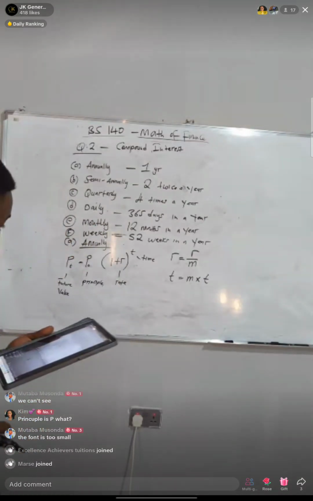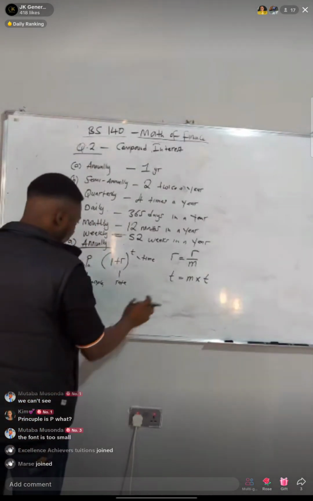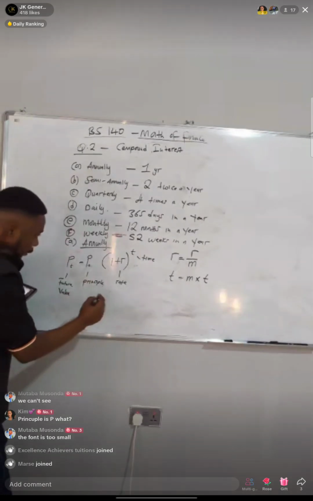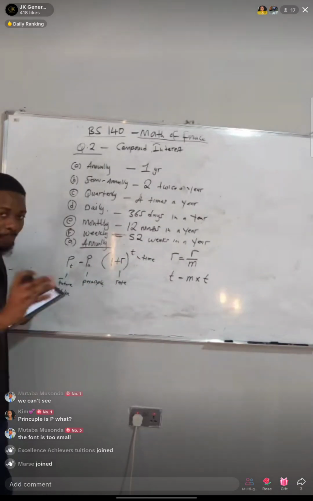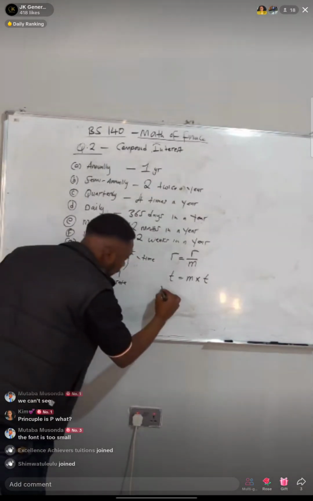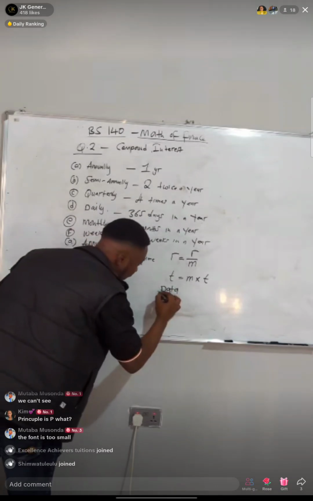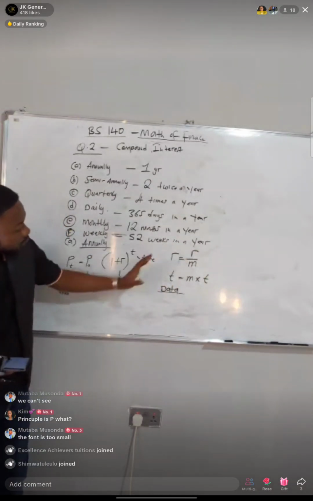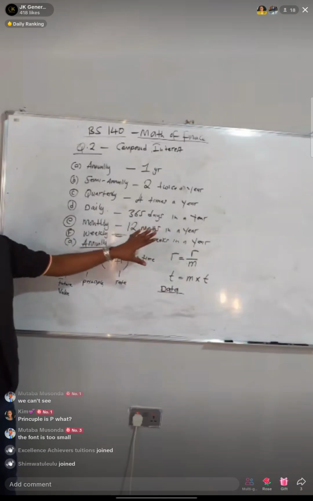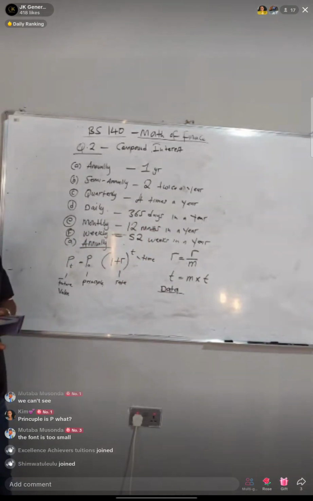So you can just write this and then we can now check. The first thing, write the formula. This is how you present your work, and then write data there. Don't write this now, you write it later. I was just trying to show you because I'm explaining this part.